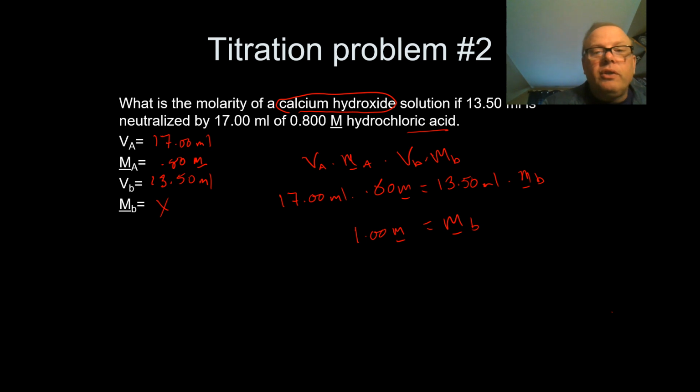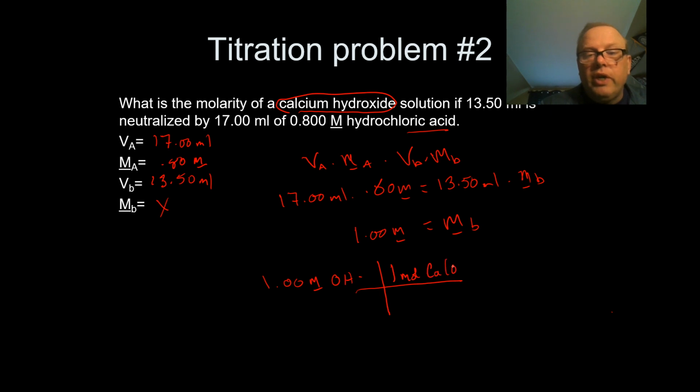Okay, now because this is calcium hydroxide, what I now have as my answer is 1.00 molarity hydroxide. Ignore the dot. And what we're going to do is this. For every 1 mole of calcium hydroxide, which has 2 hydroxides on it, there's 2 hydroxides. So this, in effect, is going to cut our answer in half to 0.05. That will be the molarity of calcium hydroxide. And that's how that works. Okay, a couple of titration problems solved for you there.